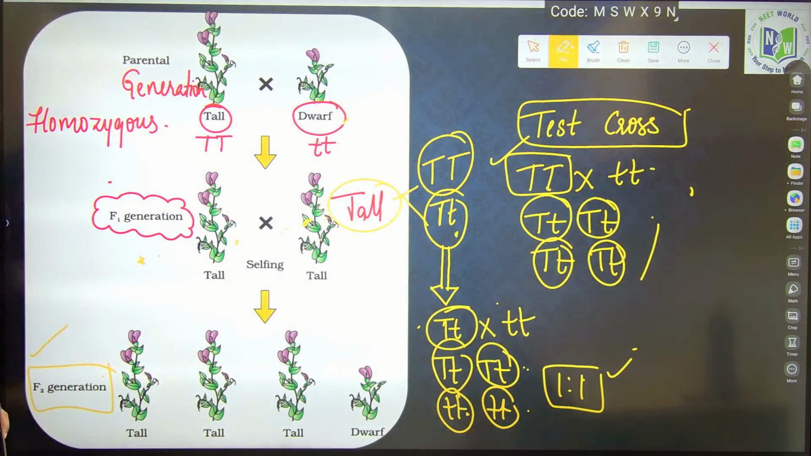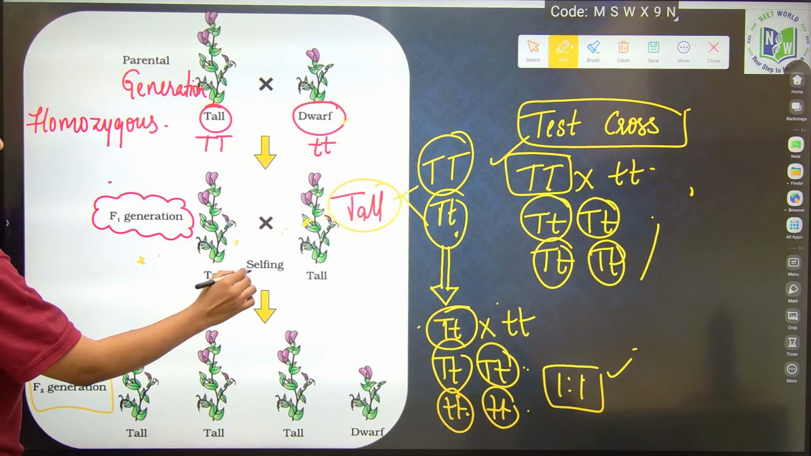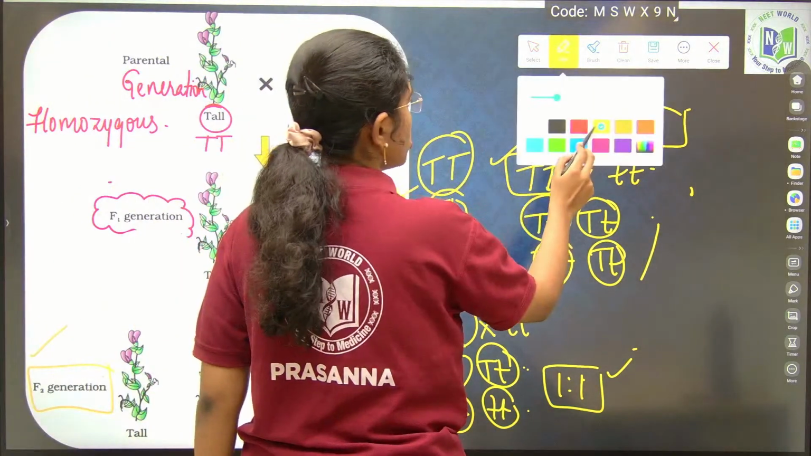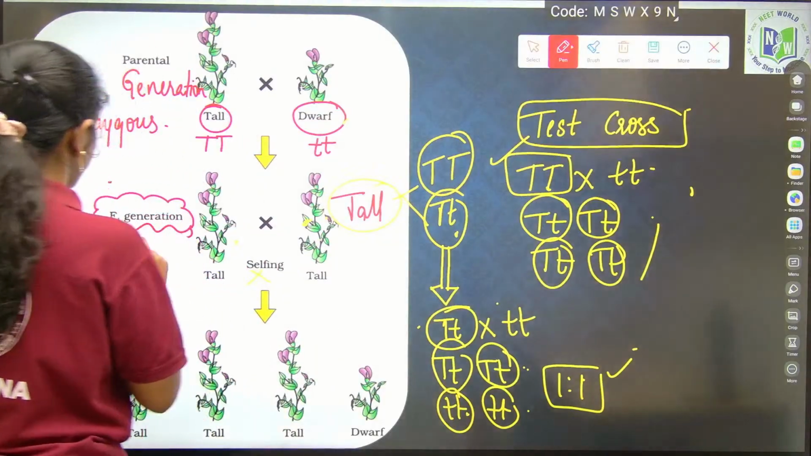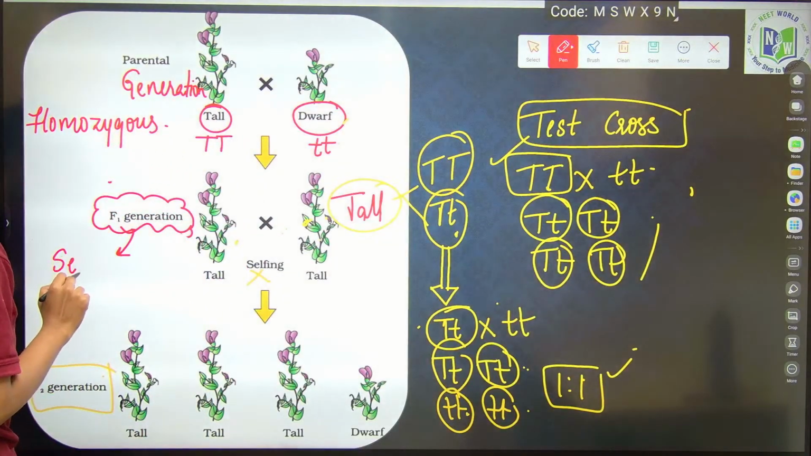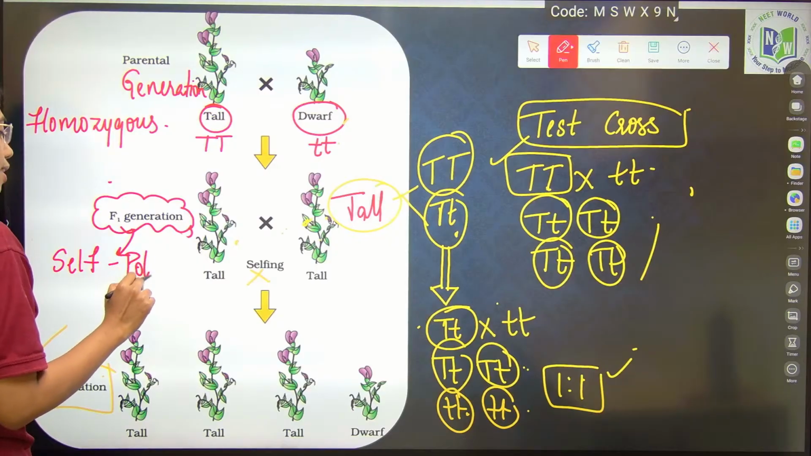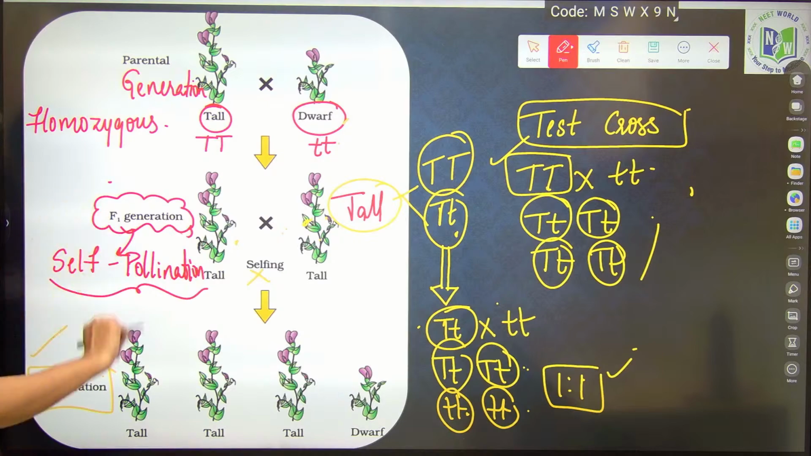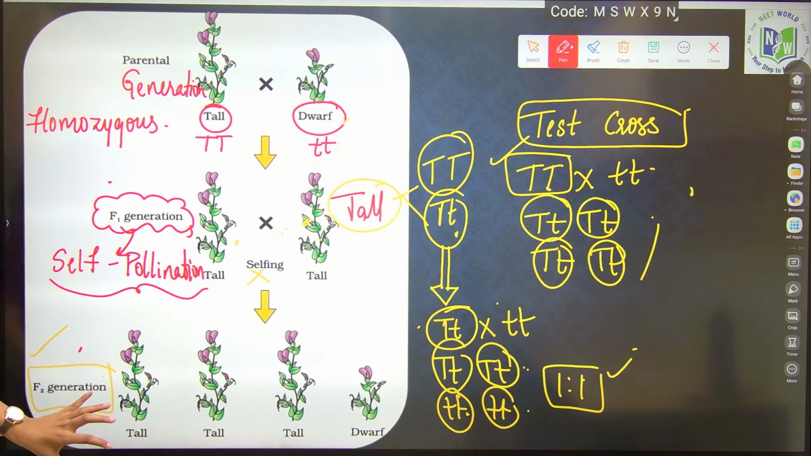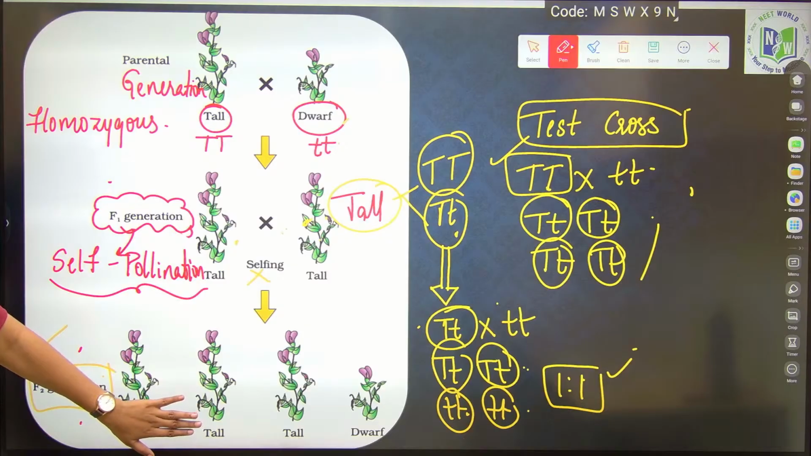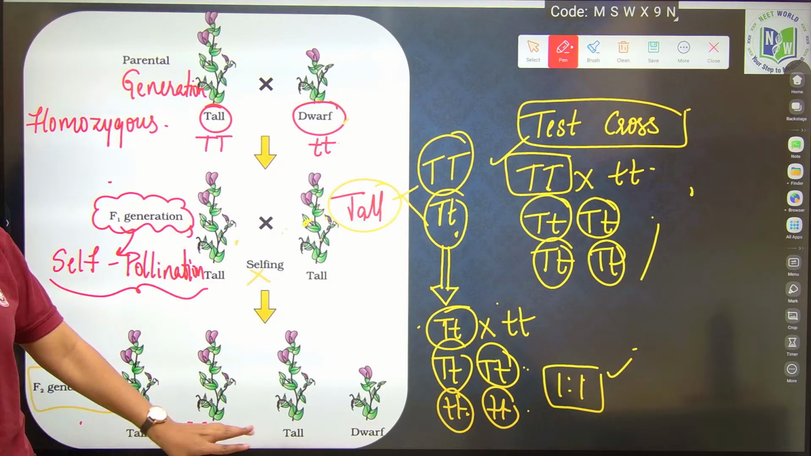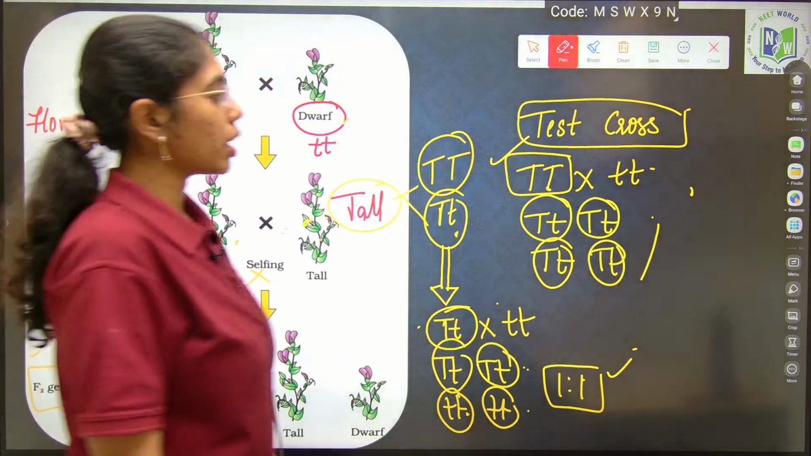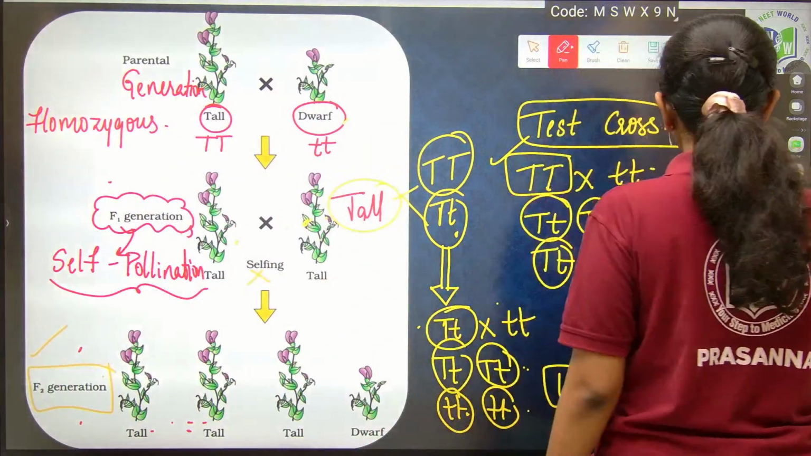Self-pollination of F1 generation gives you the F2 generation. So in F2 generation, you can clearly note down the phenotypes. Three will be dominant phenotype and one will be recessive phenotype. So the phenotypic ratio will be 3:1.